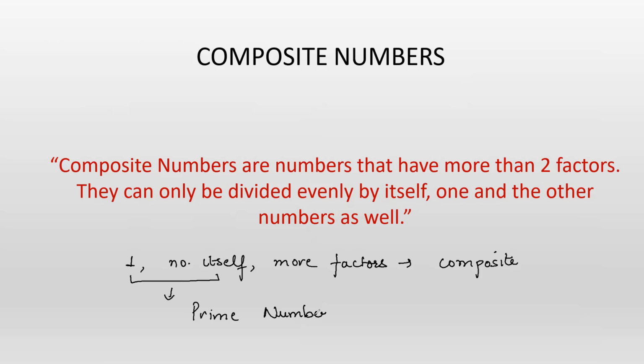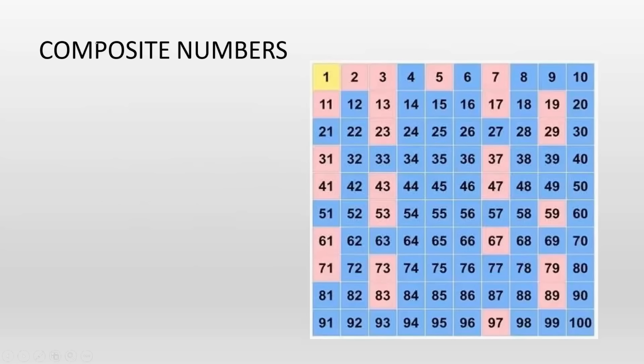Now let us understand the concept using an example. Over here, we have numbers from 1 to 100. The number 1, which is shaded in yellow, has only one factor, which is 1. Hence, it is neither prime nor composite. It is a special number. Whereas the numbers in pink are all prime numbers, since they have only one and the number itself as factors.